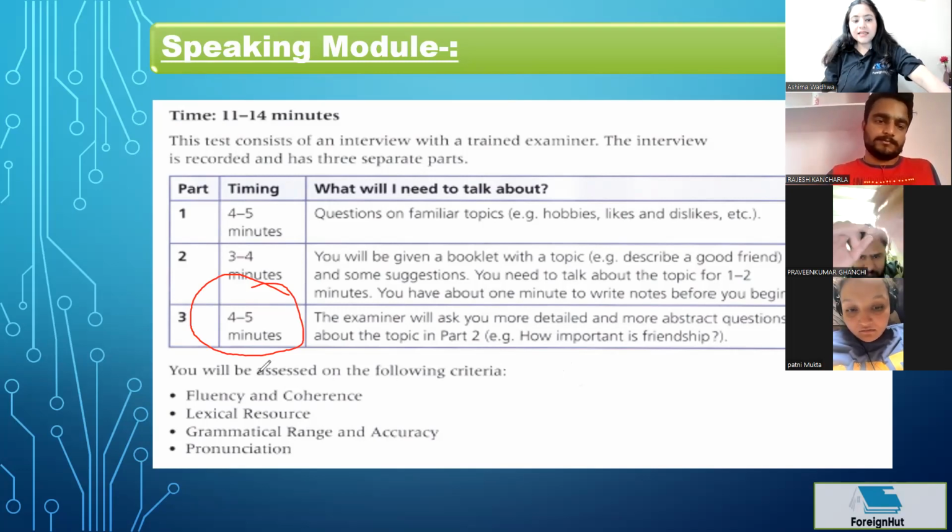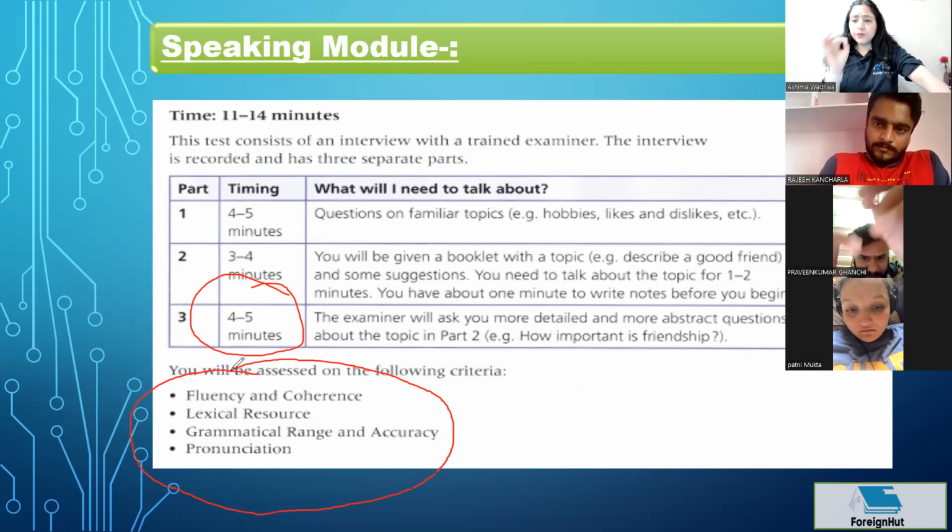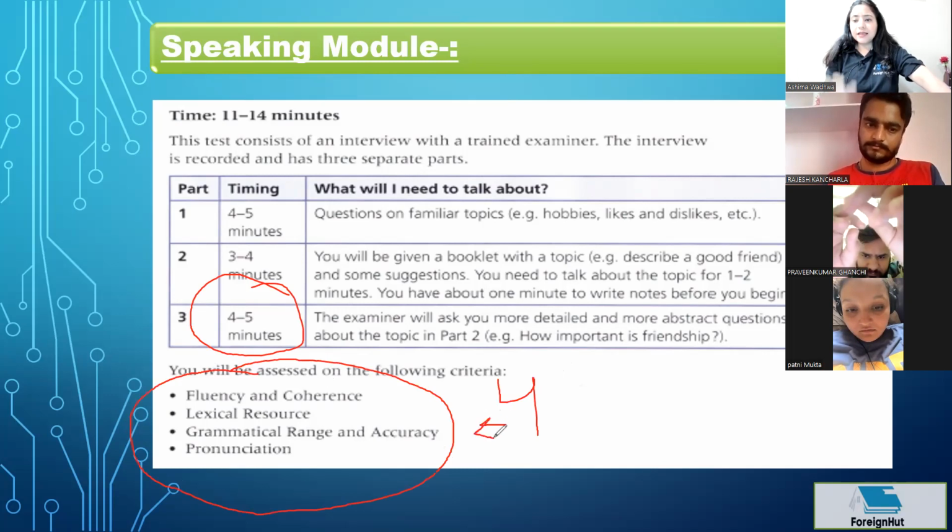Okay, and these are the 4 criteria, students. This is very, very important. Kindly note down in your notebooks. These are the 4 criteria in which your speaking is evaluated. First criteria is coherence and fluency. It means how fluent you are, how many pauses you make. I have seen many students, after every sentence there is a pause. So in this case, you will lose bands in this criteria.